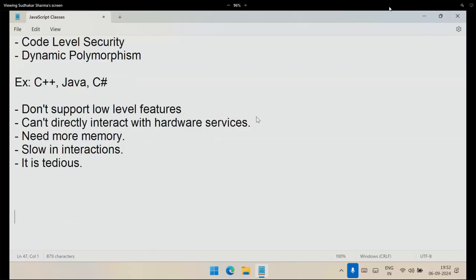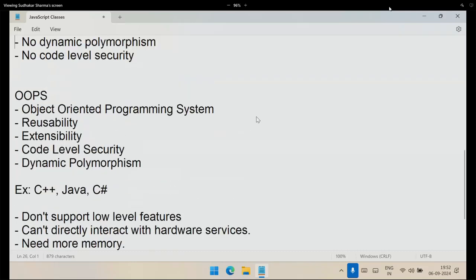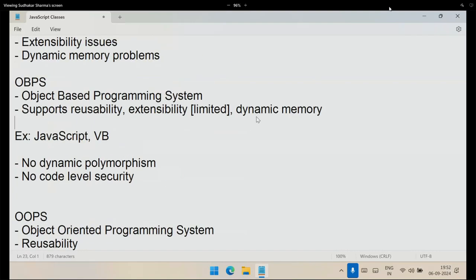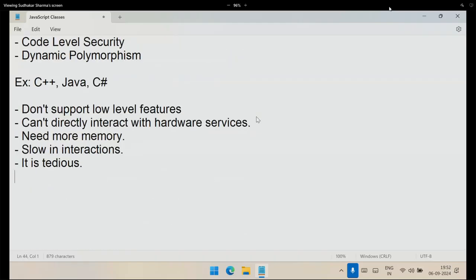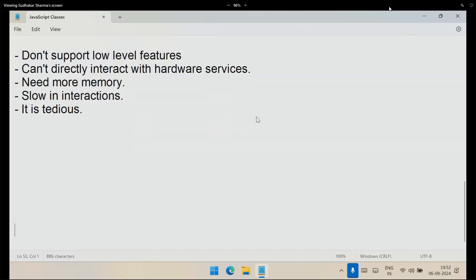To understand this, I just explained a point. What is the main concern about object-oriented programming? Its main concerns are reusability, maintainability, and extensibility. All these are the key features. But the issues are more memory and very slow interactions. These are the concerns, and that is the reason we don't recommend it everywhere.